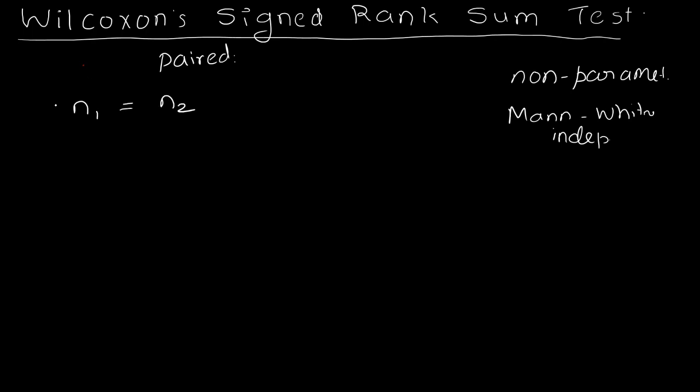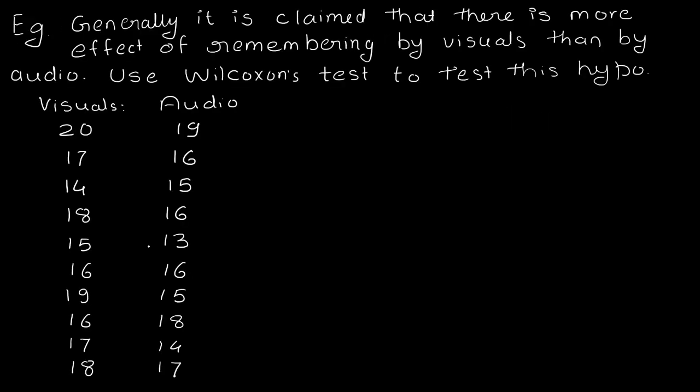Now how to proceed with this, we'll see with an example. Most of the procedure will be the same: writing the null hypothesis H naught based on the question, then writing H1, then setting up the level of significance, and then the test statistic. So let's see how to proceed with this in this example.